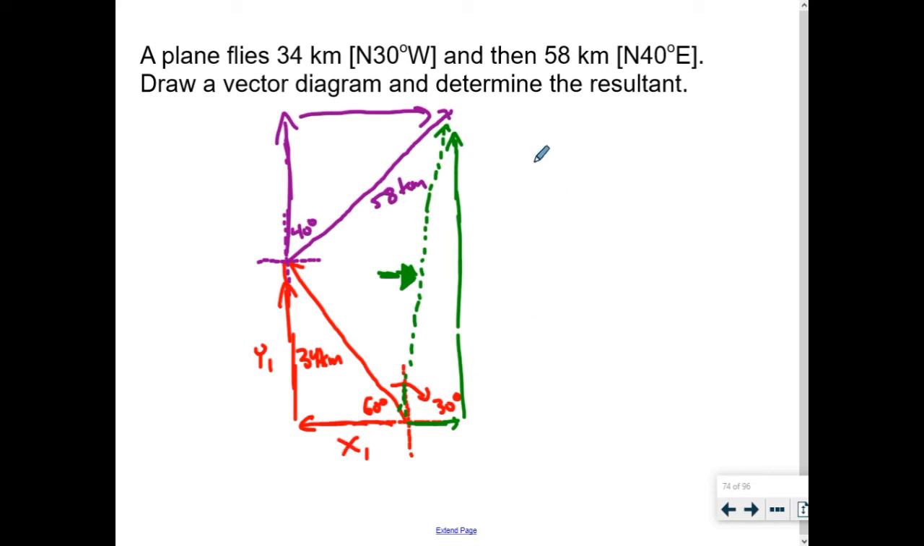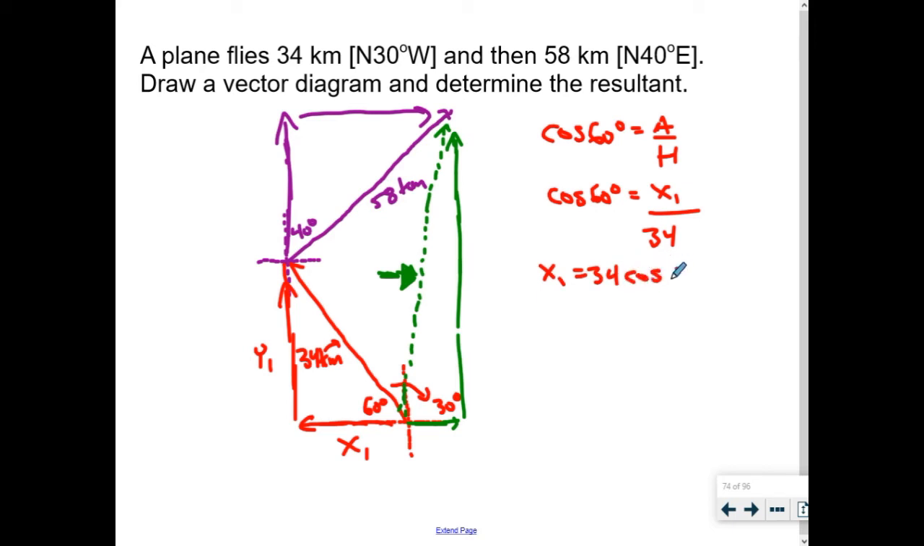So here's how I'm going to find x1. After a while you get a little bit quicker at this. I know that cosine of 60 degrees is equal to the adjacent over the hypotenuse. You can write this out every single time if you want, but I'm going to speed it up in a second. The adjacent will be x1, and the hypotenuse will be 34, because this 34 was really that side right there. So I can speed it up and say that x1 is equal to 34 cos 60.